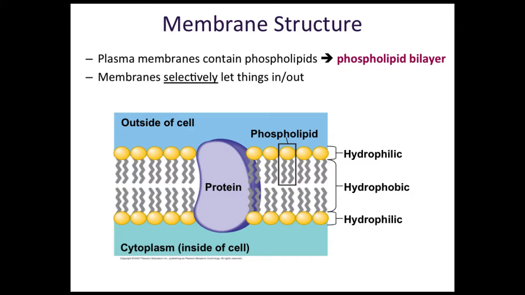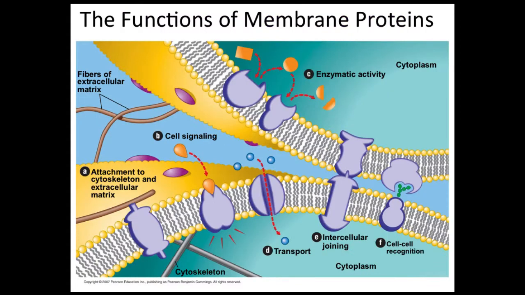These membranes are composed of phospholipid bilayers, and as I've said, they selectively let things in and out. But remember those big proteins, those big purple blobs that are often represented in our diagrams? Those can also play a role in allowing substances to travel through and across these membranes. And as we saw previously, these proteins have a tremendous diversity of functions. This diagram shows us just some of those functions that are very useful for living cells.